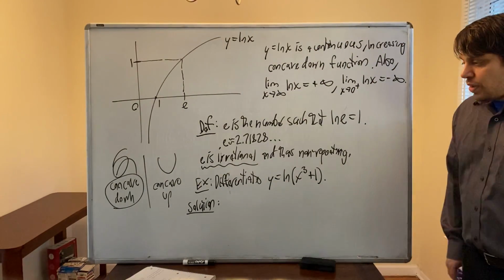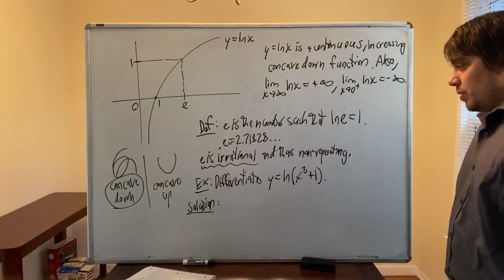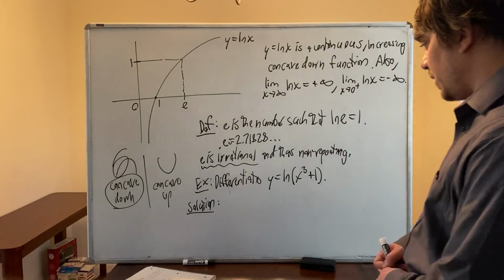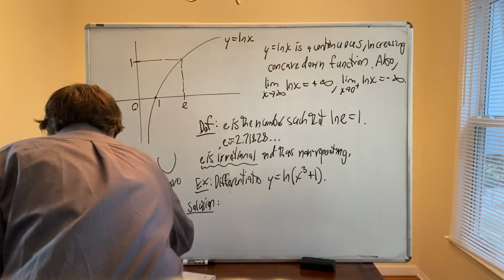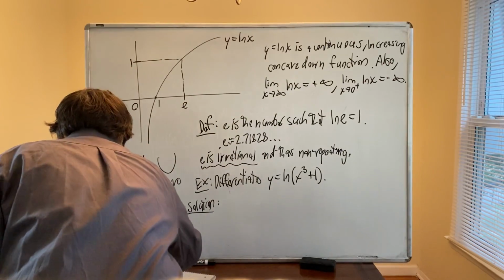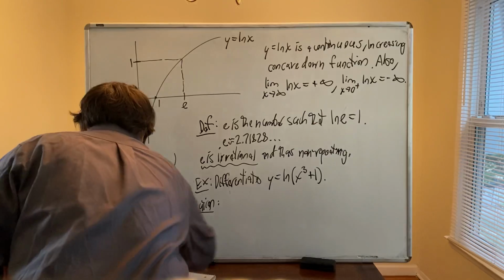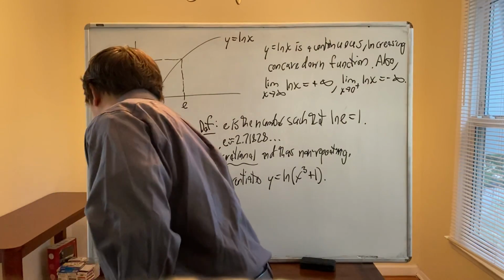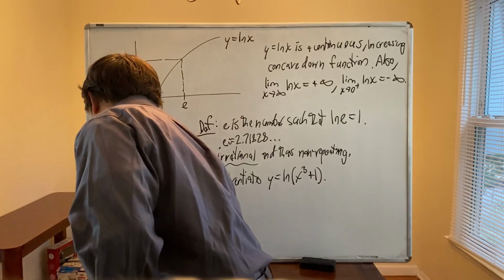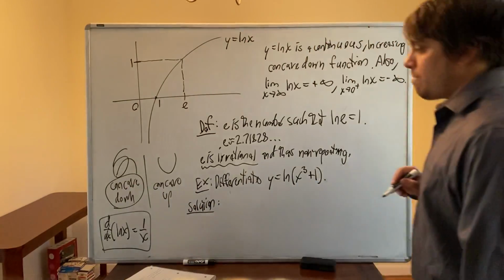Okay, so example: differentiate y equals ln of x cubed plus 1. Note, remember, I'll propose a note here. Remember we have d/dx of ln x is 1 over x from earlier. We use the fundamental theorem of calculus to show that d/dx of ln x is 1 over x. Okay, so we're going to use that.